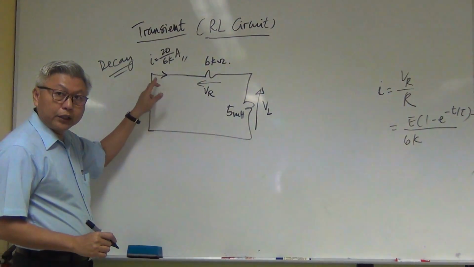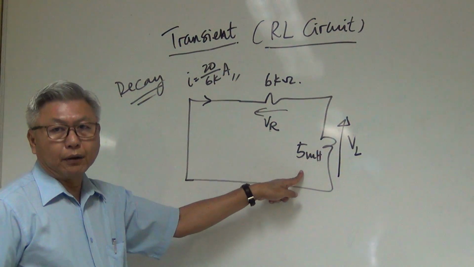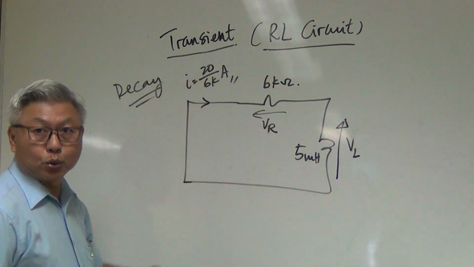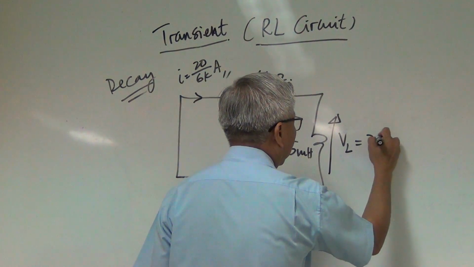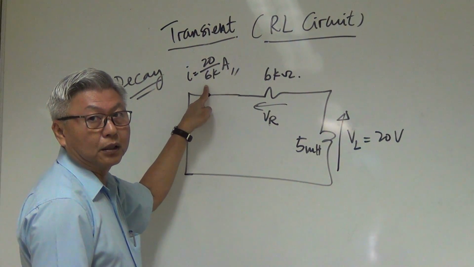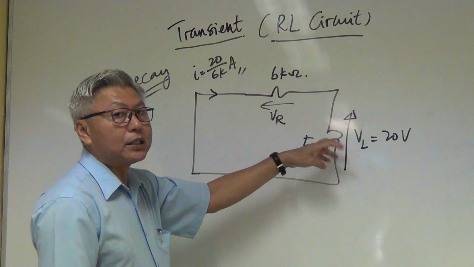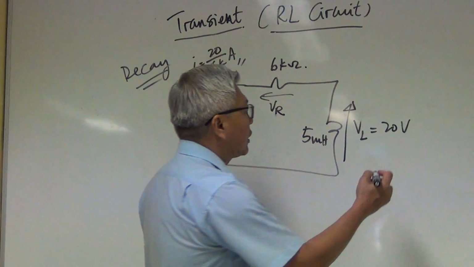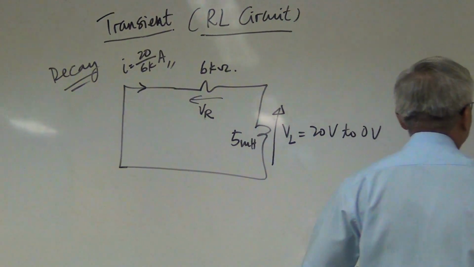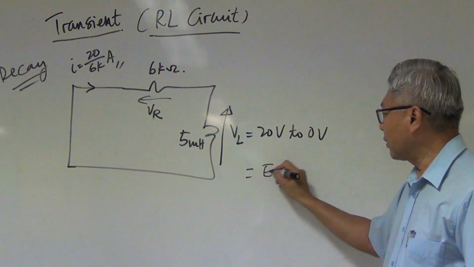So you say, okay, I already have current. You suddenly take away my battery. I want to maintain the current. So in order to maintain the current, he must produce the voltage. What is the voltage that he has to produce? He has to produce 20 volts. So your VL now is 20 volt. Right? So 20 divided by 6K, they give you this current. But can he sustain this 20 volt all the time? He can't, because of the energy stored. Once it's used up, right? So 20 volt is to become 0 volt. Okay? So the expression for VL is an increasing function or decreasing function? It's a decreasing function.